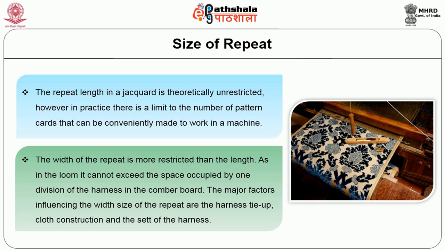The major factors influencing the width of the repeat are the harness tie-up, the cloth construction, and the set of the harness. For example, again, assume that the cloth contracts around 12% from the reed width on finishing. A 400 hook tie with 40 harness cords per centimeter will give, by simple arithmetic, 400 divided by 40 minus 12%, so approximately 8.8 centimeter width of the design repeat in the finished cloth.